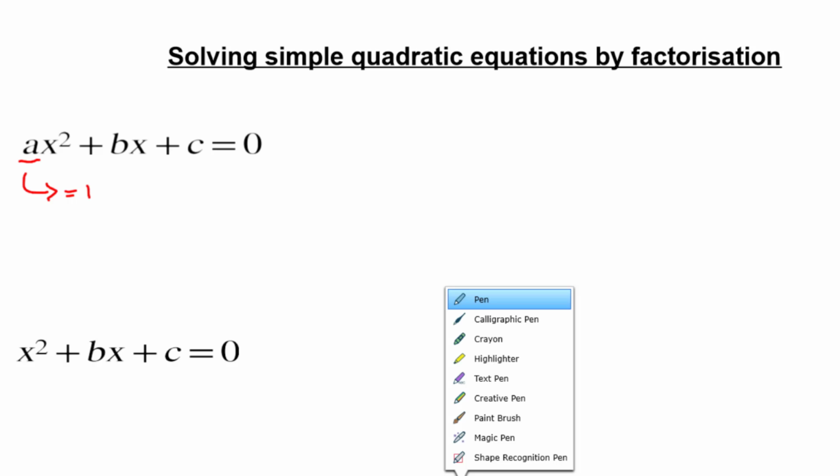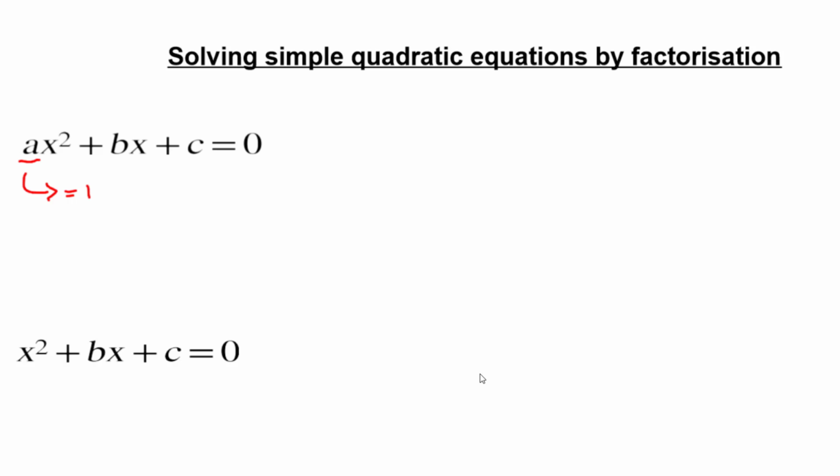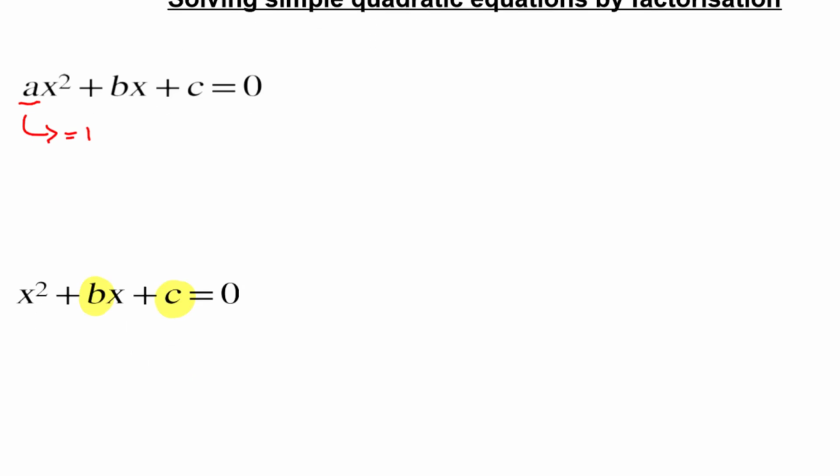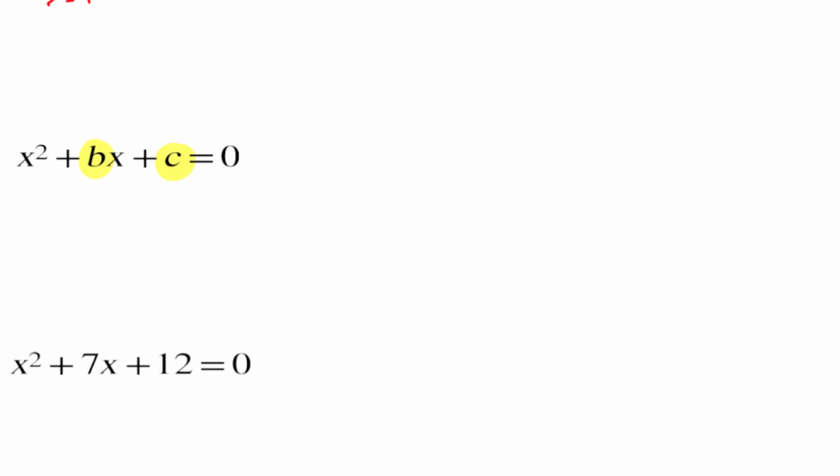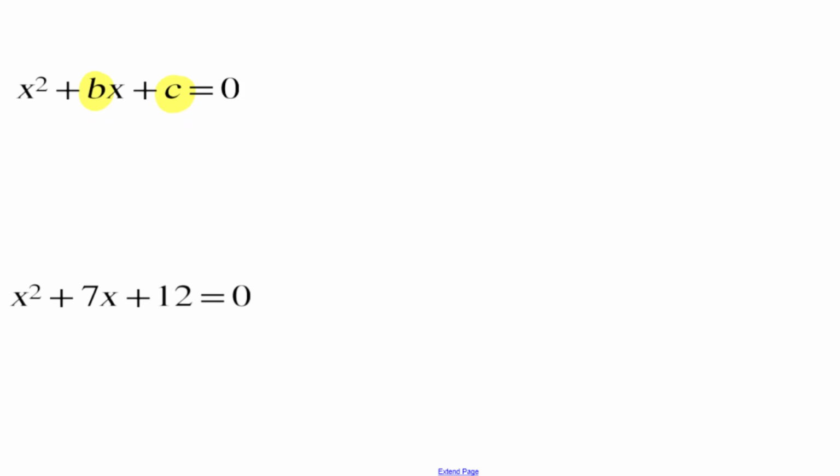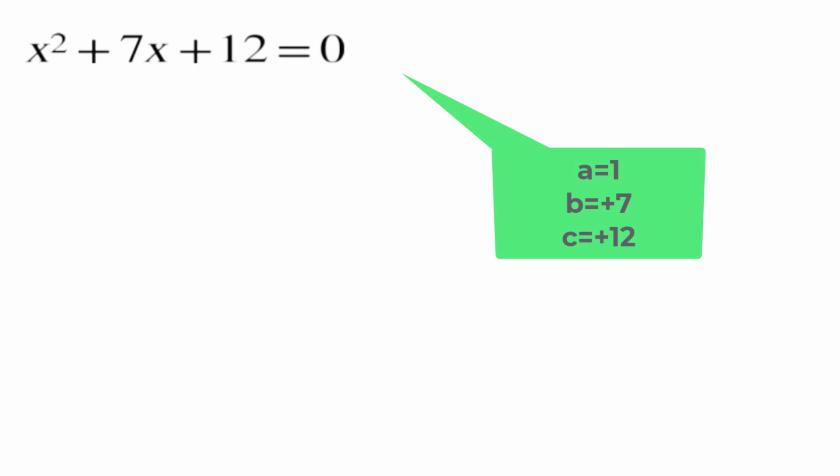Now clearly here a is 1 because it's a simple quadratic, so x squared, and we're going to select a value for b and a value for c. In this example, b is plus 7 and c is plus 12, which gives us the quadratic equation x squared plus 7x plus 12 equals 0. So we have a equals 1, b equals plus 7, and c equals plus 12.